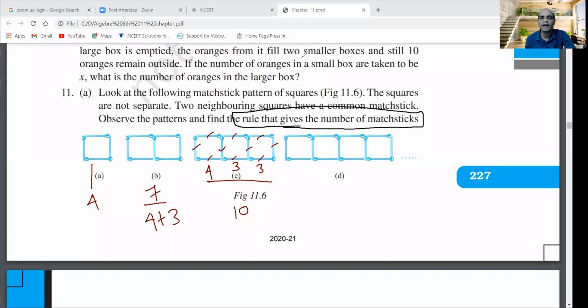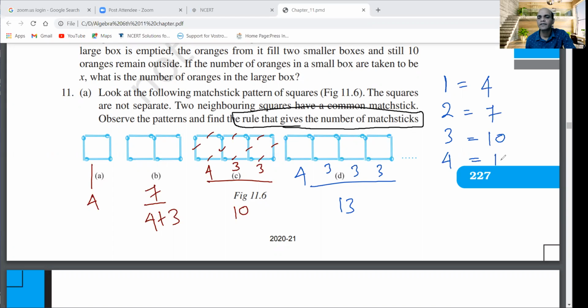Now go to this one and find how much are there. This first one is 4, second 4, one 3, 3, 3, this is 3 and this is 3, 3, right? So how much is there? 7, 10, this is 13. Very good. Now understand, to make one of this picture we require 4, to make 2 we require 7, to make 3 we require 10, to make 4 we require 13.